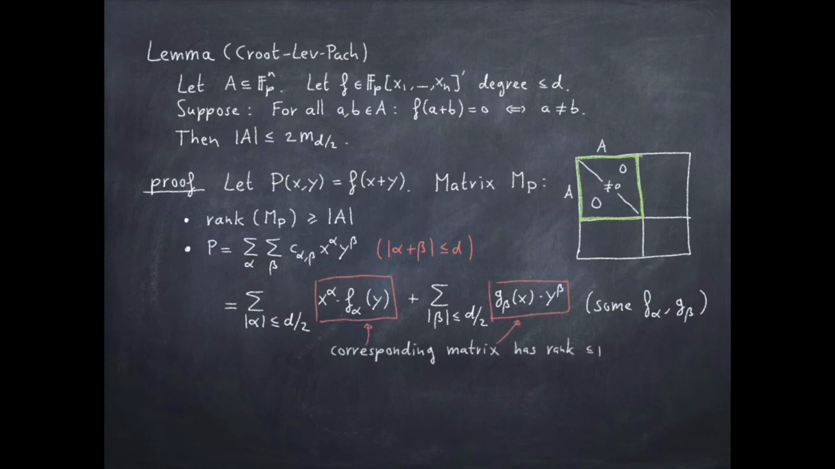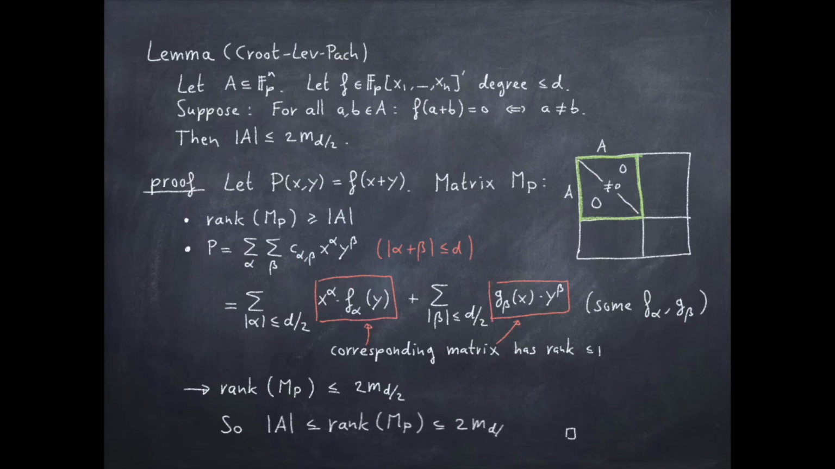In the resulting decomposition, each term is a polynomial that's the product of a polynomial in the x variables and a polynomial in the y variables. Hence, the corresponding matrix has rank at most 1. Counting the number of terms in the decomposition, we find that M_P is the sum of 2 times M_{d/2} rank 1 matrices. Hence, M_P itself has rank at most 2 times M_{d/2}. Combining this upper bound on the rank of M_P with the fact that the rank of M_P itself upper bounds the size of A concludes the proof.